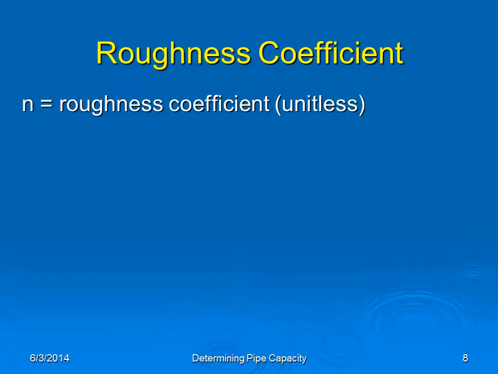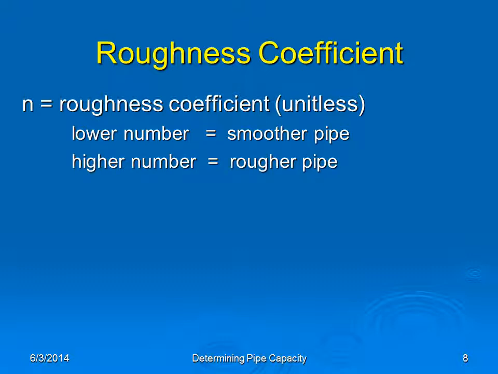The roughness coefficient, n, as we said, is unitless. A lower number is equivalent to a smoother pipe, and a higher number is a rougher pipe. The numbers are very small and typically given in thousandths. So let's look at some examples for various pipes.